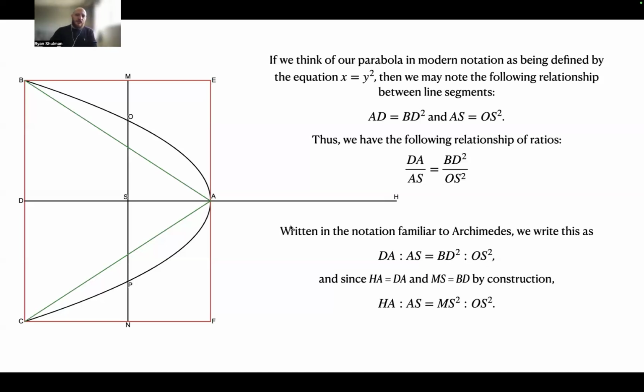By construction, we created the line HA to be equal to DA. And similarly, by construction, the line MS right here, the radius of the circular region cut from the cylinder, is equal to BD. So then we can rewrite this exact same relationship to say HA is to AS as MS squared is to OS squared.